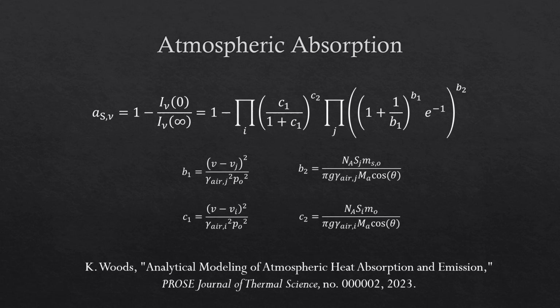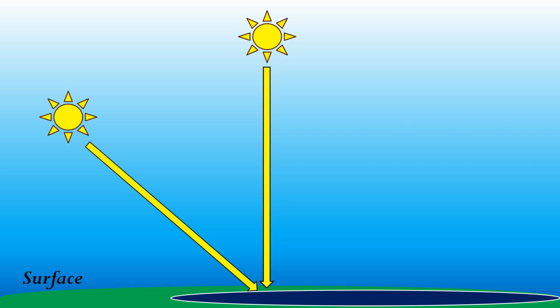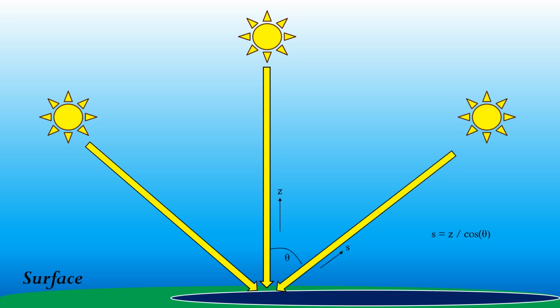B1, C1, B2, and C2 are all parameters in the equation for absorption. The parameters in the equations are described in the article but not the focus of this presentation. Of importance in this article is the angle theta, which is the angle of incidence of solar radiation from the normal. Sunlight impinges on the Earth at various angles, and the angle of incidence is shown here. Z is the altitude, while S is the path length of sunlight through the atmosphere.